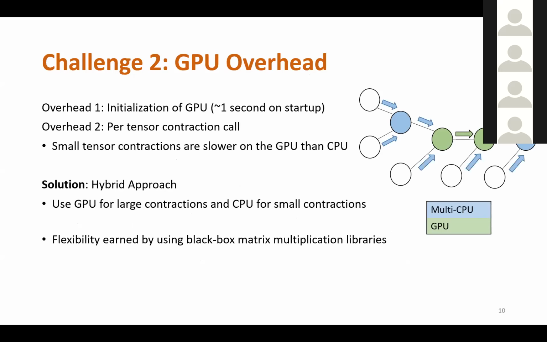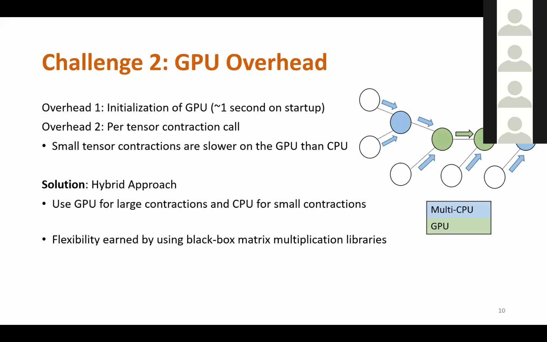The second challenge we had to deal with has to do with GPU overhead. And this comes from a few different places, but primarily from two. First of all, even to initialize the GPU at all, or to do anything with it, requires about 1 second for the drivers to hook up, for the memory to be initialized, all this sort of thing. And the second source of overhead is that for each operation you execute on the GPU, each tensor contraction call requires some overhead to load the GPU kernel, which means that actually for very small tensor contractions or contractions involving small tensors, they're actually slower to perform on the GPU rather than on a CPU because of this higher overhead.